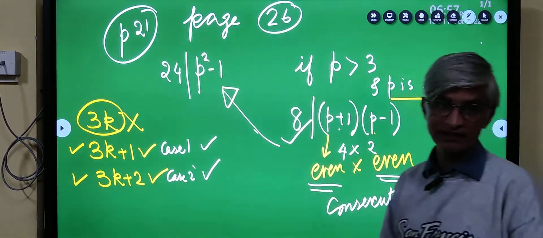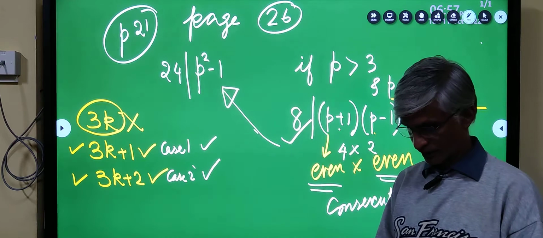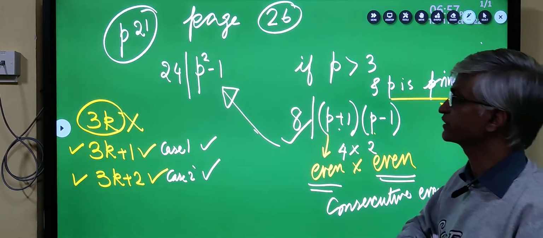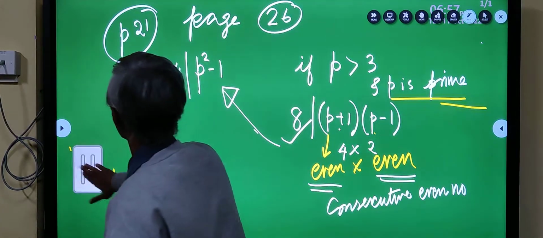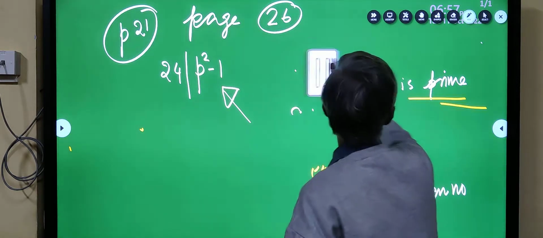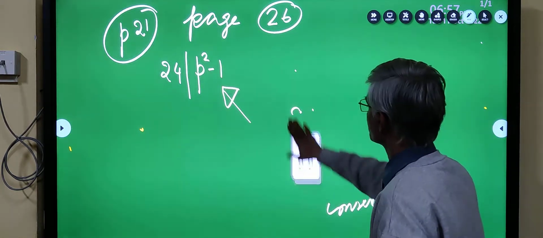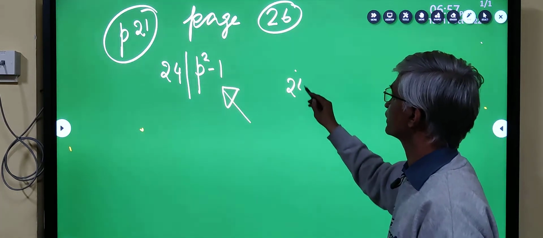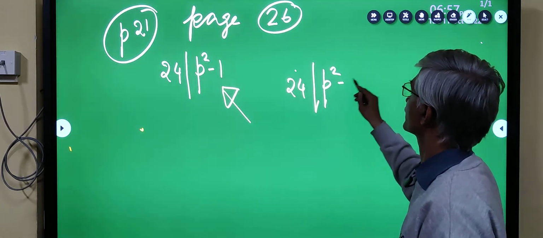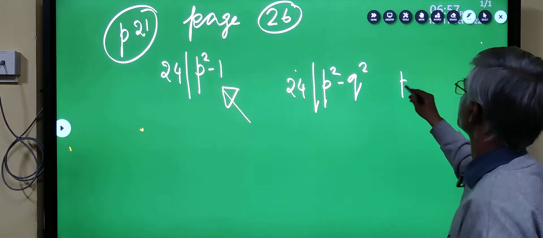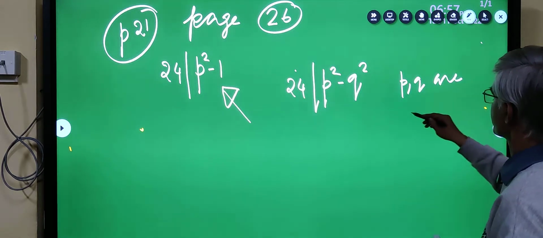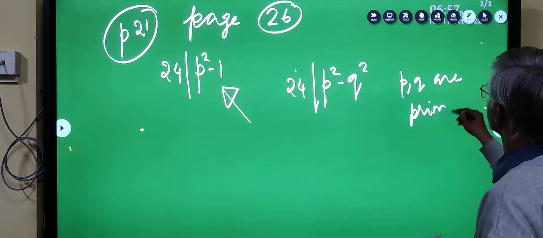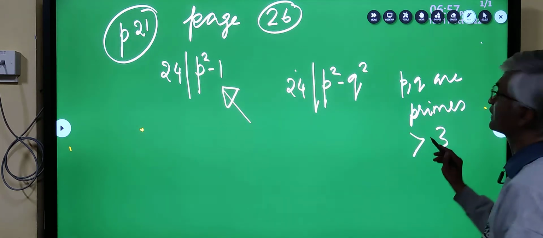Now, I'm going to end the lesson with a very short problem. It's a small extension of this problem. So, this is actually going to be done in a minute. So, let's finish this as well. The problem is exactly the same. It says prove that 24 divides p square minus q square, where p, q are primes and strictly greater than 3.